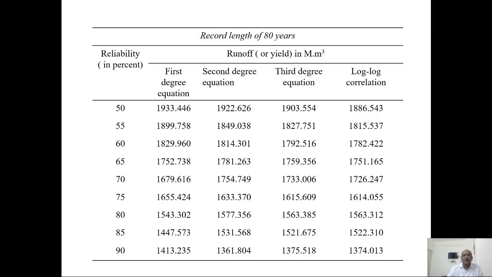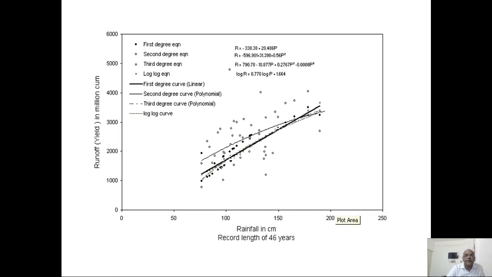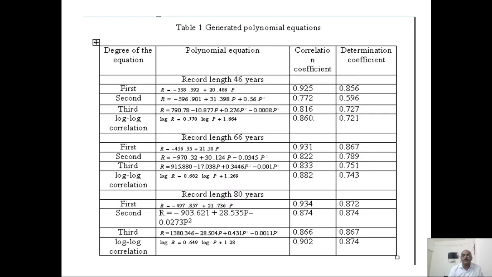This is the record length of 80 years that we obtained, and the reliability in percentage. Why do we take the record length of 80 years? We found in my previous slide, in these values, the correlation. We focus on the correlation. The correlation for the 80 years and the first degree equation gave a promising value. Therefore we have chosen the first degree equation for 80 years as the database for further analysis.